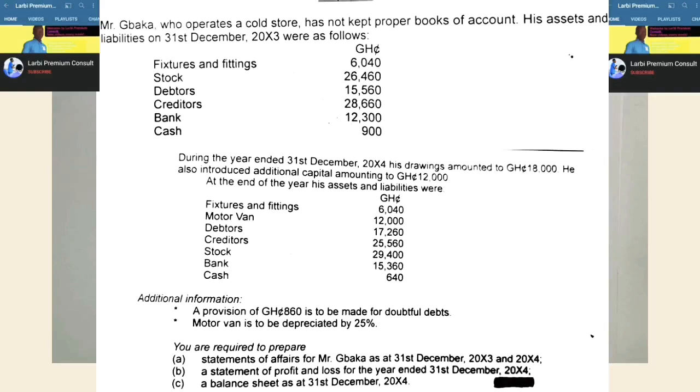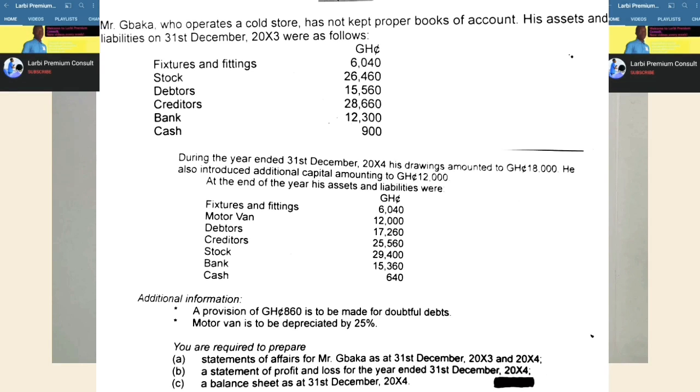These are the items that he has in his records: fixtures and fittings, stocks, debtors, creditors, bank, and cash. During the year ended 31st December 20X4, his drawings amounted to 18,000. That was the drawing that he made in the year. He also introduced additional capital amounting to 12,000 cedis. At the end of the year, he also had these assets and liabilities.